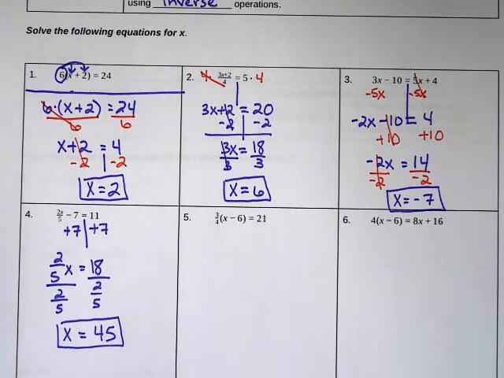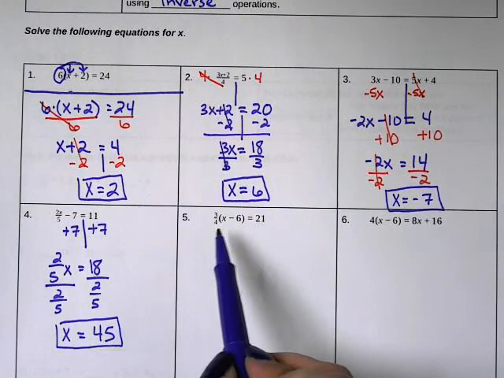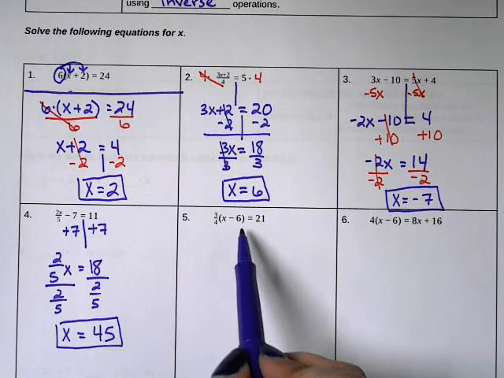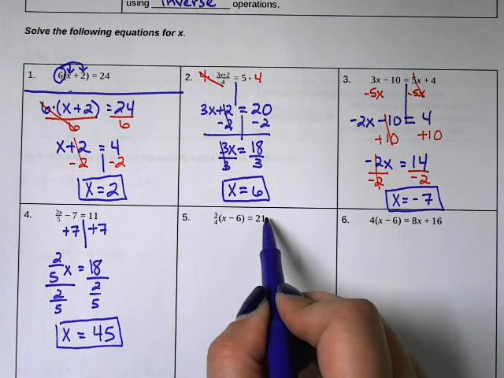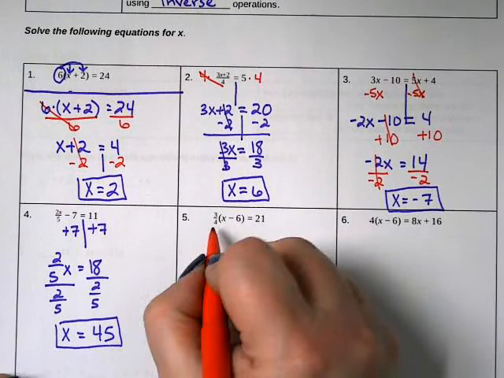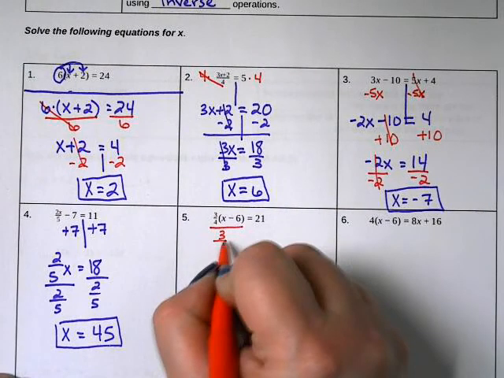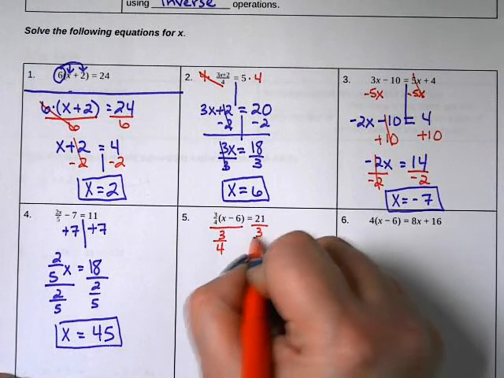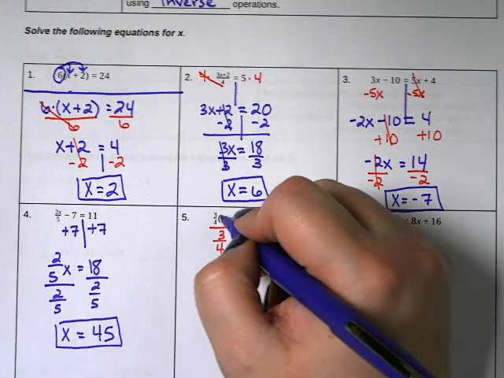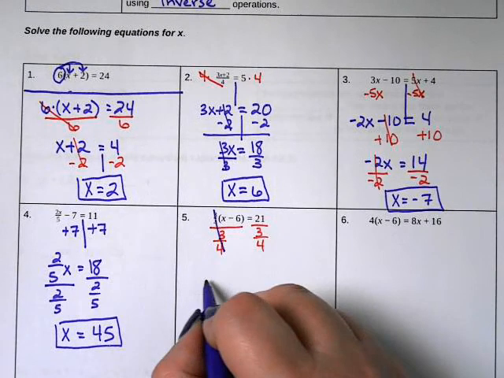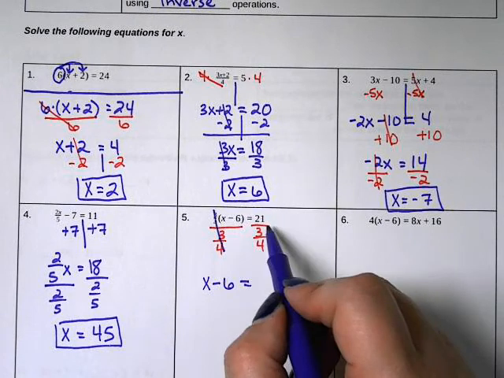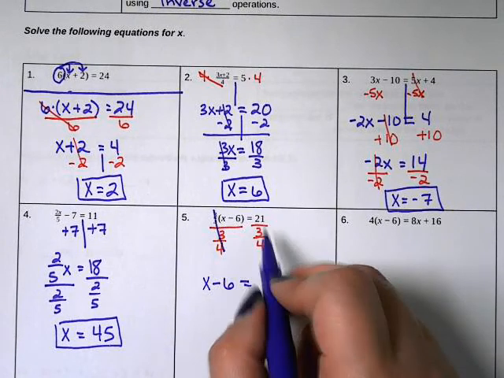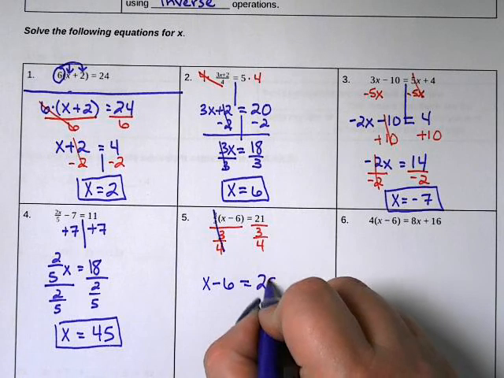All right, number 5 is a lot like number 1. We could, if we want, distribute that 3/4 inside, or because there's just a number over here, we could just divide by 3/4 first. So divide both sides by 3 over 4. The nice thing about it is that then that goes away, and on this side I just have x minus 6, and on this side, let's see, I would have 28.